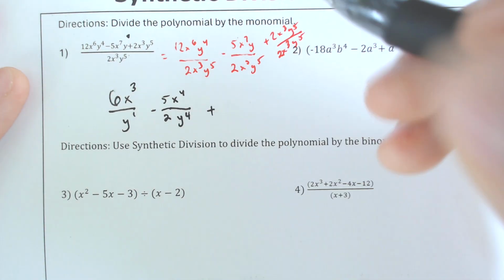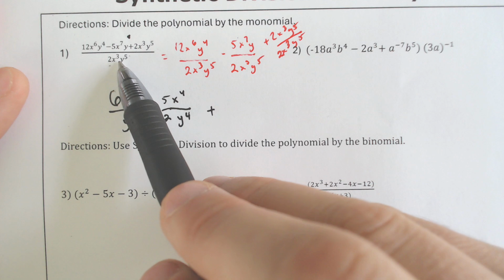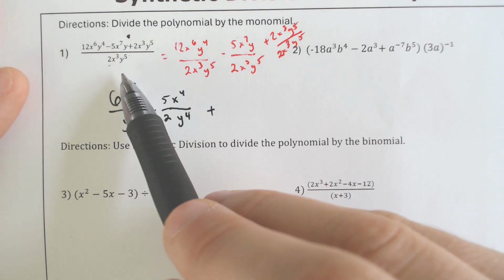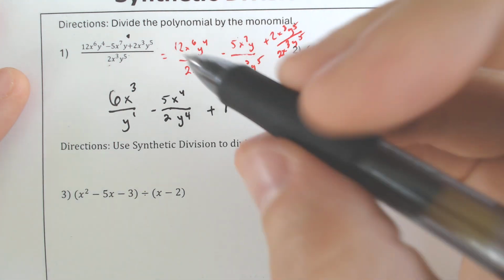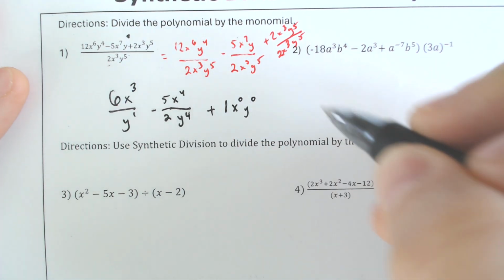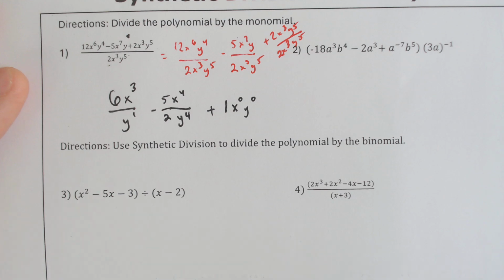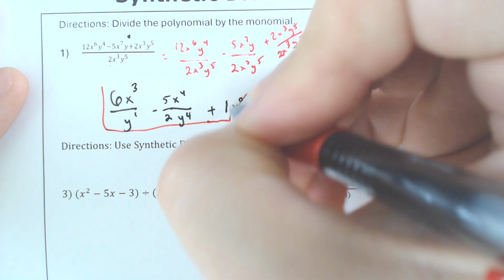And then the last one, this is a 2 over 2 is 1, and x to the third and x to the third is 1, and y to the fifth and y to the fifth is like 1. So this is just 1 when we divide it, and you might be thinking, well, wait a minute, the difference is 0. Well, anything to the 0 power is 1. So this would just be written as a 1 when it's all said and done.